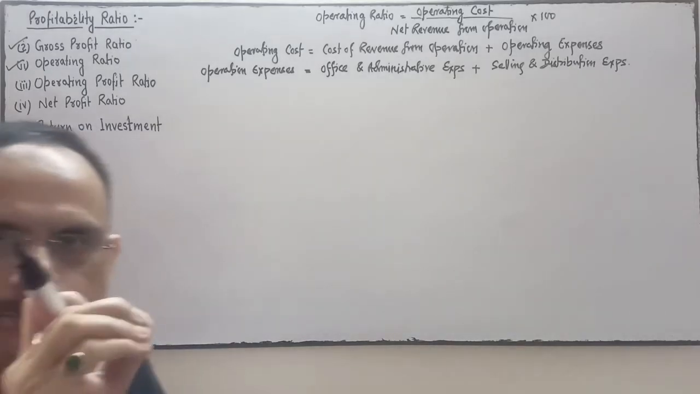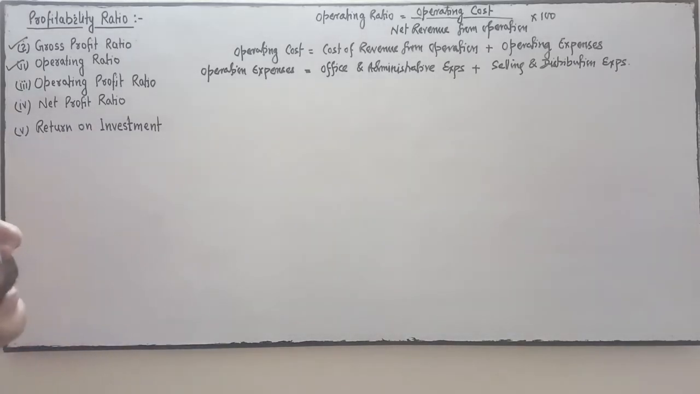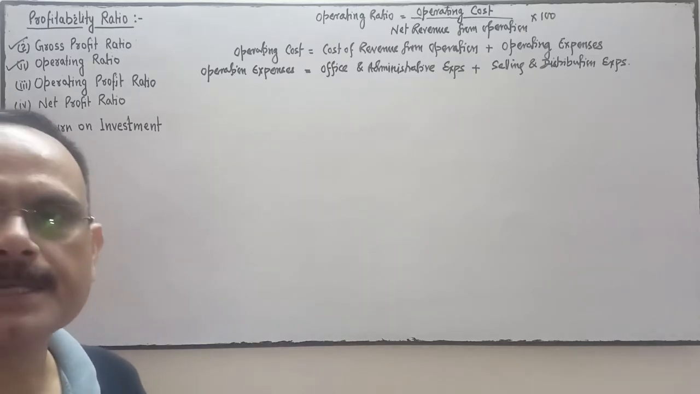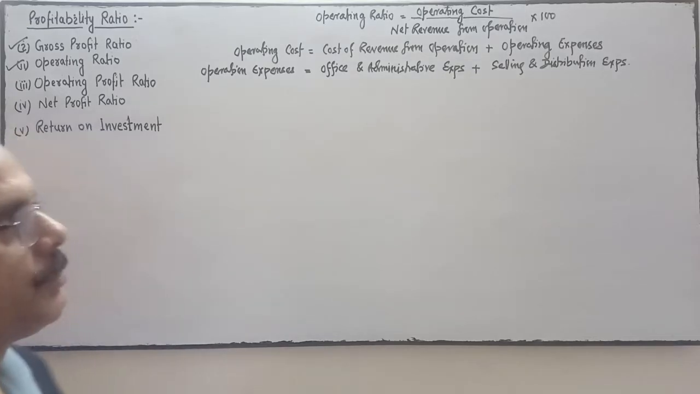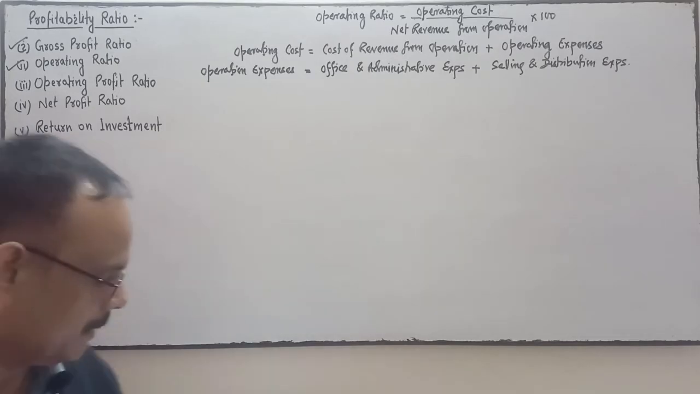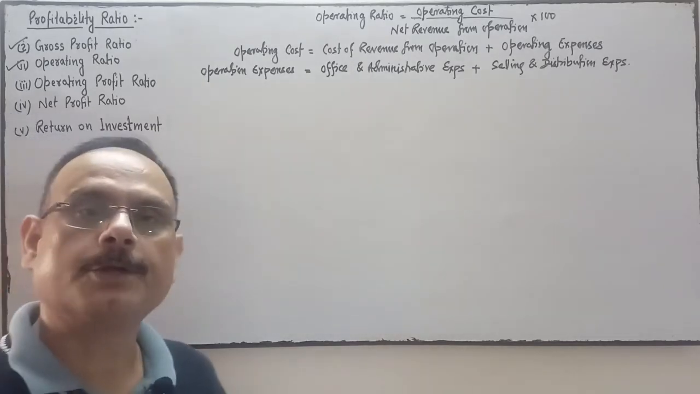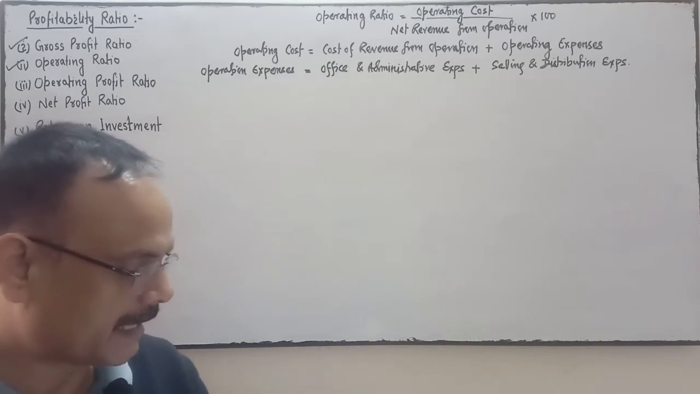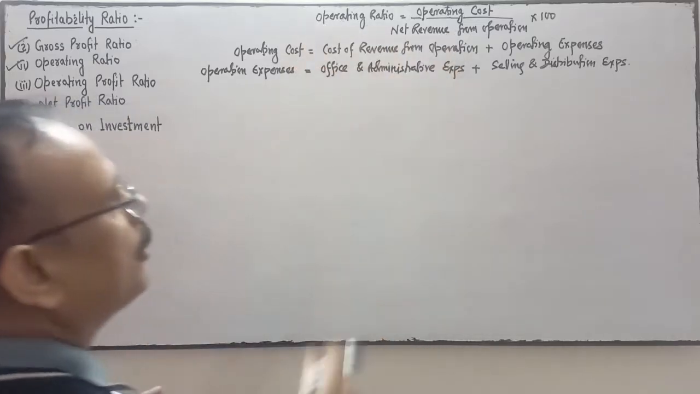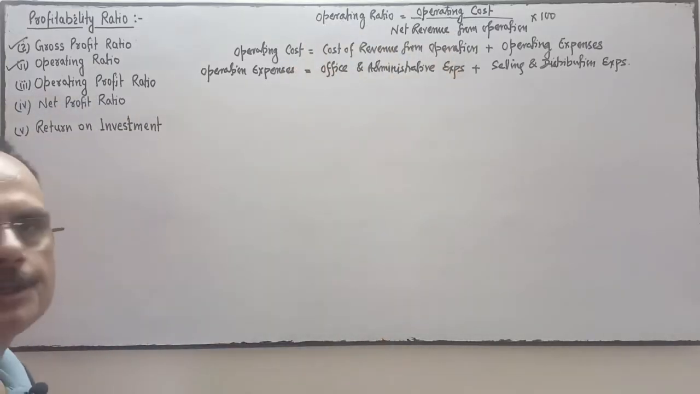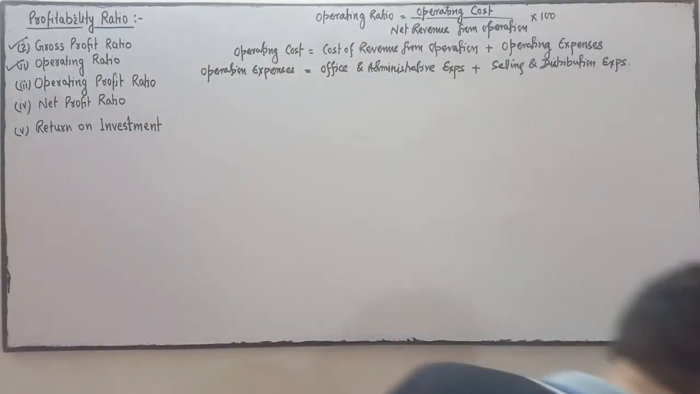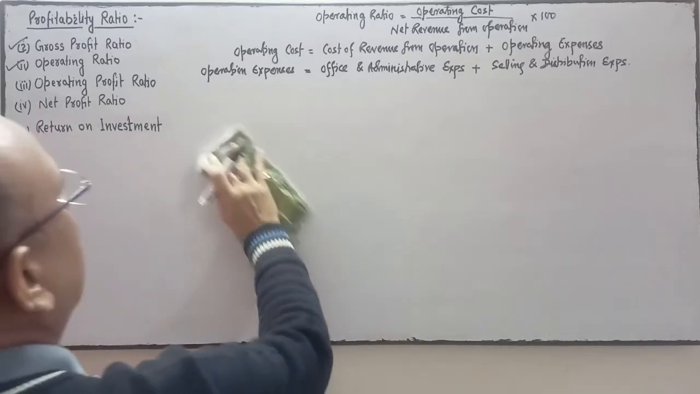As much as it is low, it is better, and as much as it is high, it is not good for the company. So this ratio should be low. So the question is, from the following information calculate operating ratio. Put the formula: operating ratio is equal to operating cost upon revenue from operation into 100.